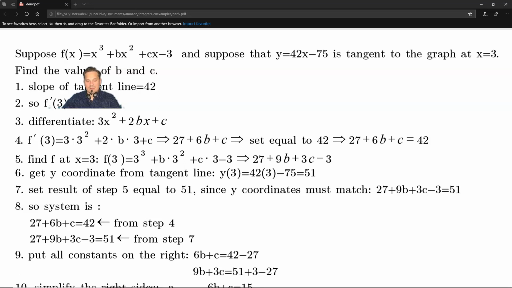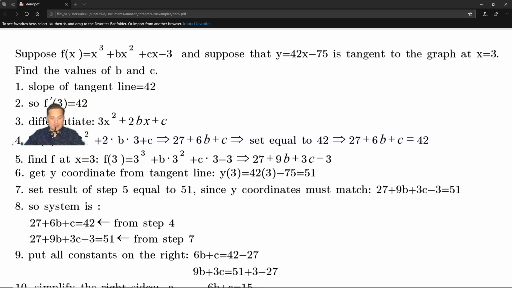So how can we go about solving this? A way to do this is as follows. Remember that when you say that y equals 42x minus 75 is tangent, that's like saying that the value of the derivative at x equals 3 is 42. That's what that tells us, okay? In other words, the slope of the tangent line is 42, so that's like saying that f prime at 3 is 42.